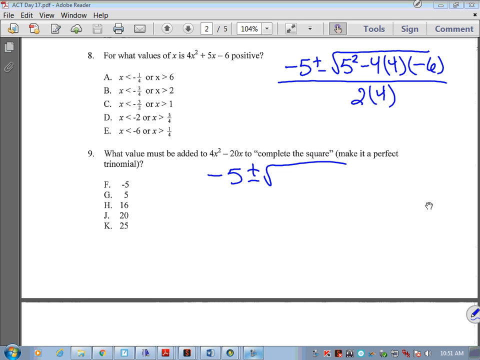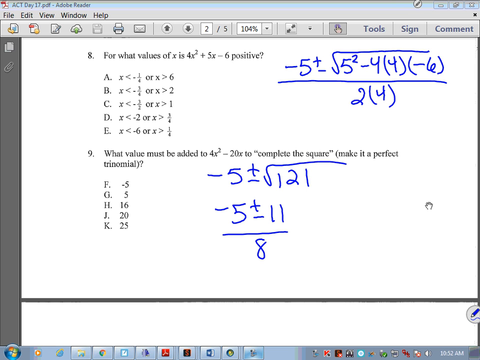96. 96 plus 25? Just -4 times 4 times -6 equals 96. Okay, but we're going to take the 5 squared, so it's 25 plus 96, 121. And what's nice about that is that that's a perfect square, right? So let's go ahead and fix that up. -5 plus or minus 11, divided by 8.